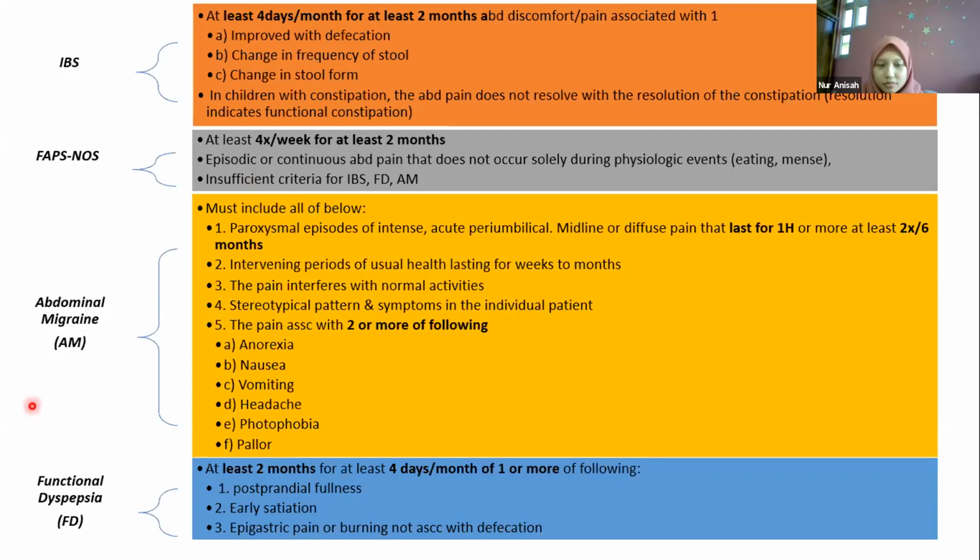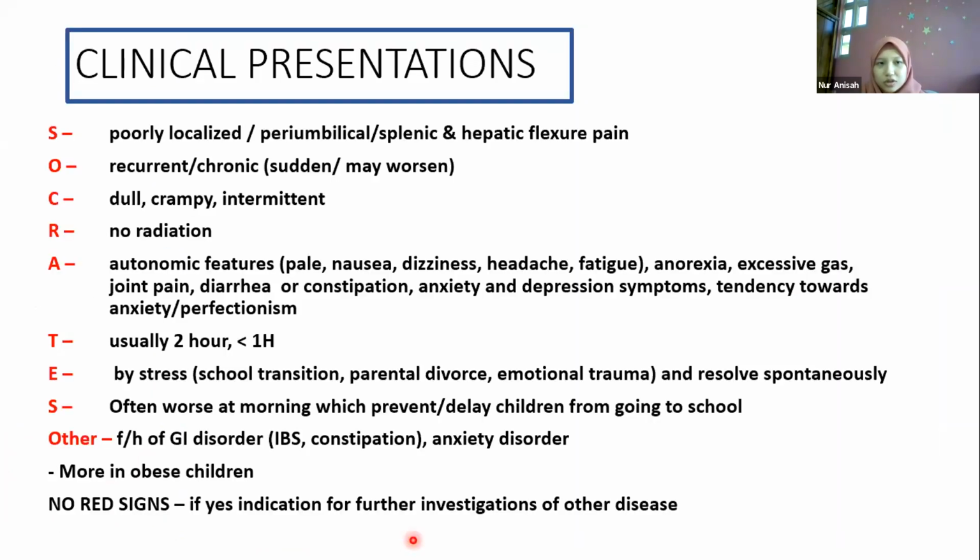And the last is functional dyspepsia, at least 4 days per month for at least 2 months of 1 or more of the following: postprandial fullness, early satiety, and epigastric pain or burning that is not associated with defecation. Okay. So let's go to the clinical presentation.